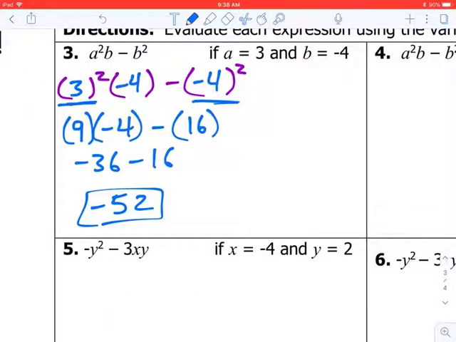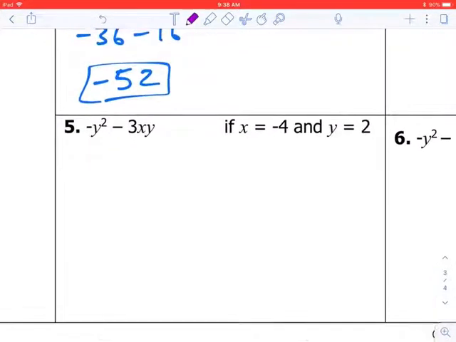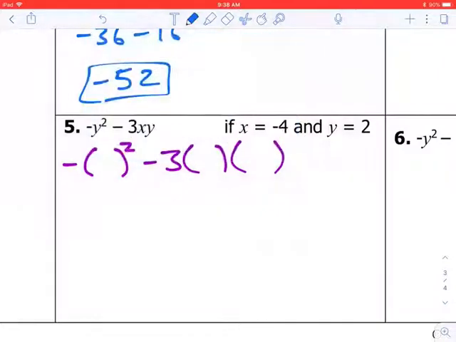And so the last one we'll look at here, we've got y and x being replaced. So negative parentheses, notice my negative was not in the parentheses. That's squared minus 3 times x times y. So let's replace those things. So y is 2, so that goes there and there. Negative 4 is x. Now let's go. So negative stays there. 2 squared is 4.